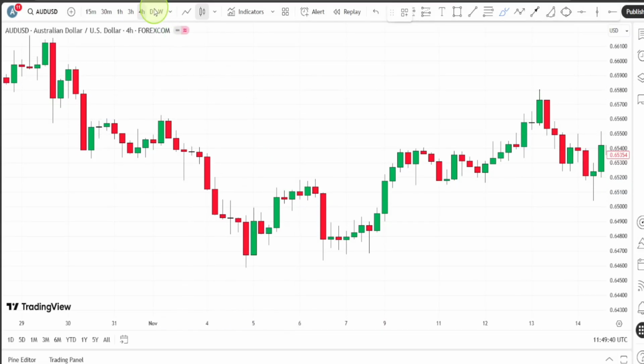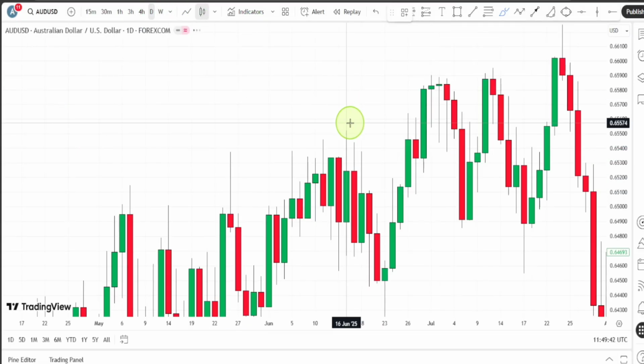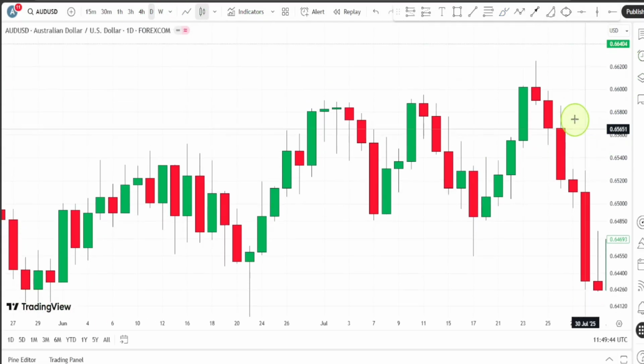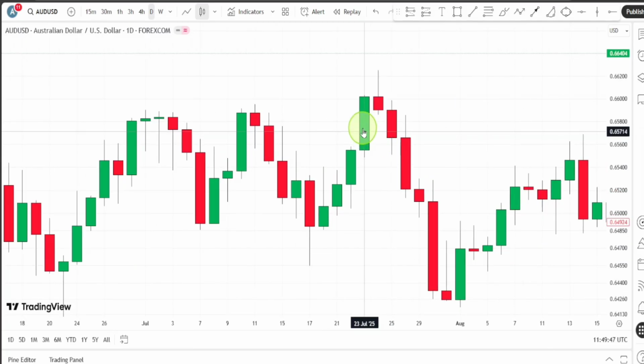The same way, if I use this one, the daily, that means in a particular day, it took 1 day for this particular candle to form. Okay, so this is what we call time frame in trading.